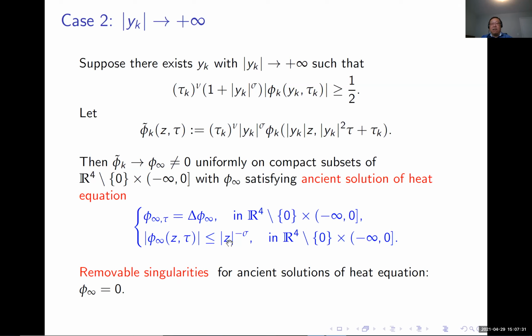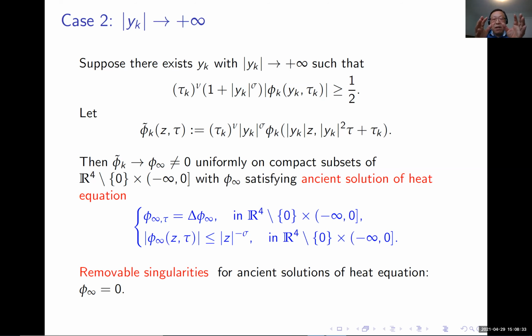You have an ancient solution for the heat equation in R^4, but with some singularity. The singularity is mild, it's like |z|^(-sigma). This is because of your assumption. So by this blob process, we are reduced to studying the ancient solution of a heat equation with some singularity. Using the theory of removable singularity for ancient solutions of the heat equation, you can show that this is also zero. Here the sigma is important. This means that your singularity is not too bad. If your singularity is too bad, then you cannot have this kind of removable singularity. So for ancient solutions of the heat equation, you can also classify the solution, and you can show that this is removable.